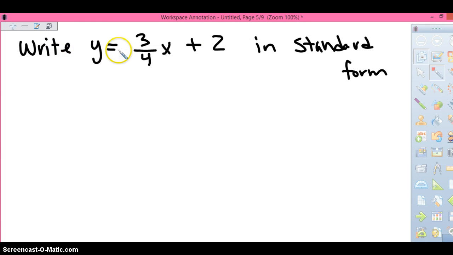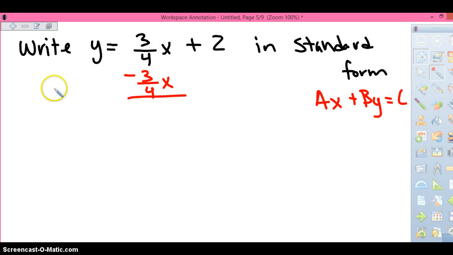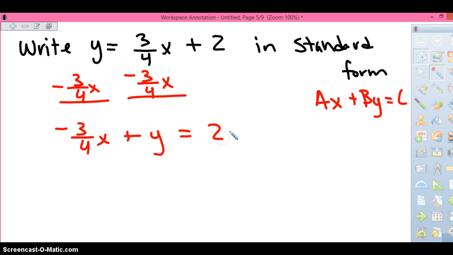If you have to write y equals 3/4 x plus 2 in standard form, which is ax plus by equal to c, we need to change the format of this equation. That means we need to have the term with the x and the term with the y on the same side of the equal sign. So to get the 3/4 x to the other side, we can subtract 3/4 x. What you do to one side, you do to the other side of the equal sign. -3/4 x plus y equals 2.